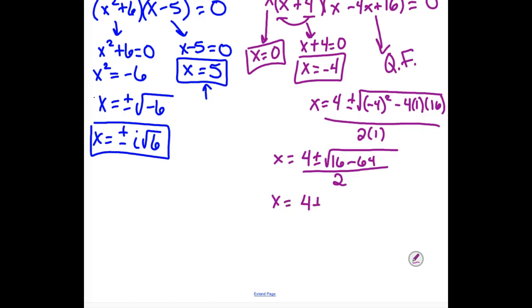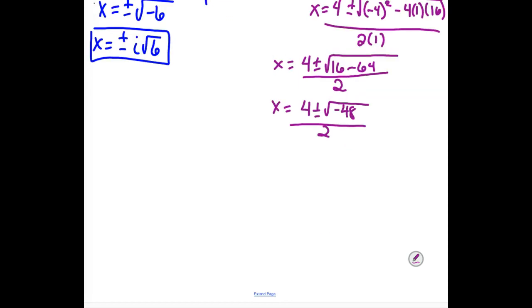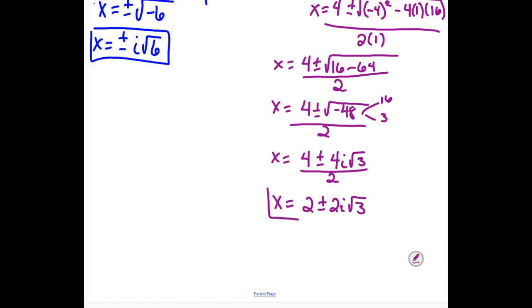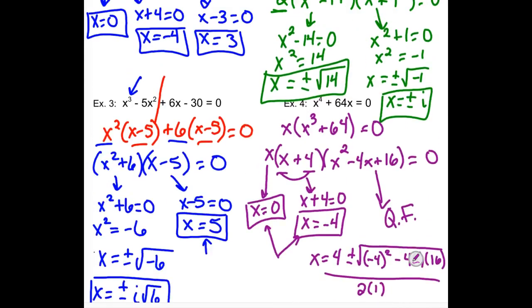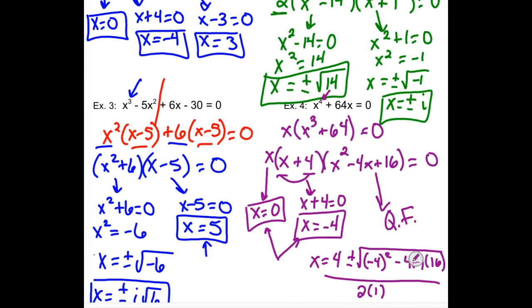So I have 4 plus minus the square root of negative 48 divided by 2, which gets me 4 plus minus, and if I break up that 48, I'm going to have a 16 times 3, so I would have a 4 root 3. Since it's negative, I'm going to have 4i root 3. And then I can divide both of those by 2, so my final piece would be 2 plus minus 2i root 3. So I have 2 solutions there, and I had 2 other solutions here. So that accounts for all 4 of my possible solutions.